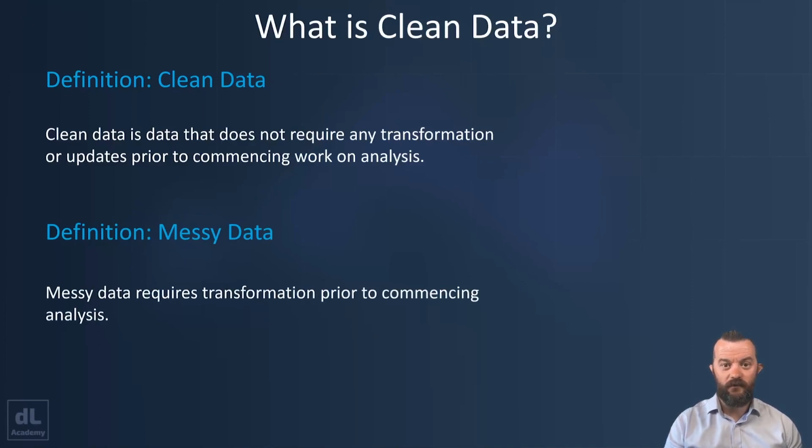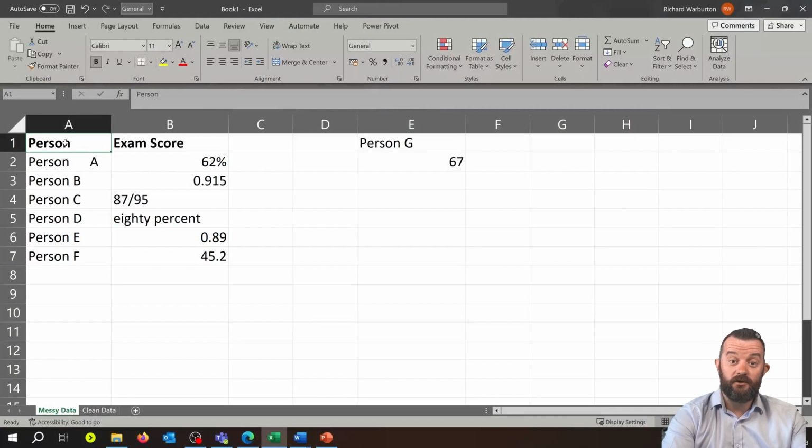It requires some form of cleansing activity or some form of transformation prior to being able to start work on the analysis. This is best explored with an example. The example you can see on the screen is a collation of a number of individuals' exam results. This data set would be best described as messy. And the reason for that is we can't even answer simple questions such as what is the average exam score from this data set without putting some effort in to clean and transform this data into a better state.